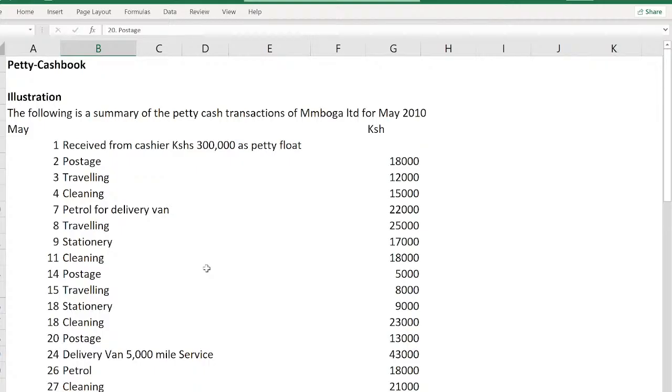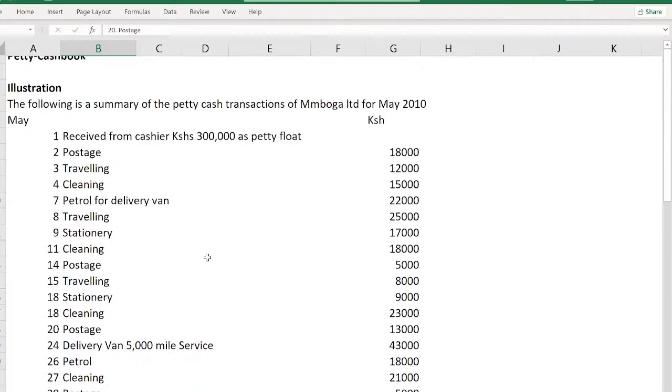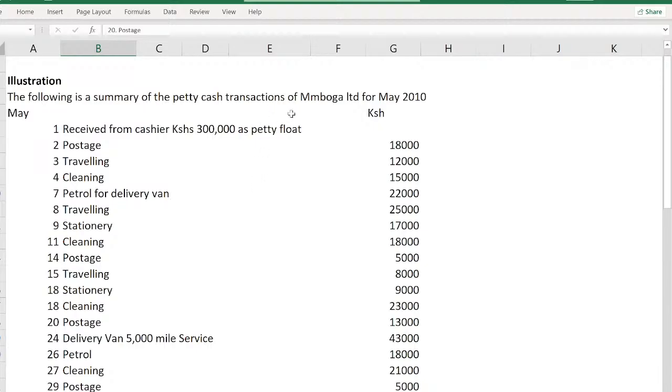So let's look at the petty cash book. For us to understand this, we are going to take this illustration. The following is a summary of the petty cash transactions of M Boga Limited for May 2010. We received from the cashier 300 as petty float. On May 2, we did some postage for 10,000. Then you have some traveling for 12,000. Cleaning 15. Petrol for delivery van 22. Traveling 25. Stationery for 17. May 11, cleaning for 18.